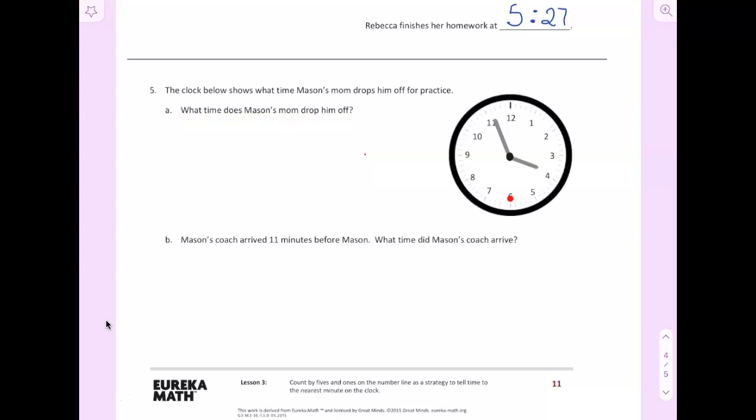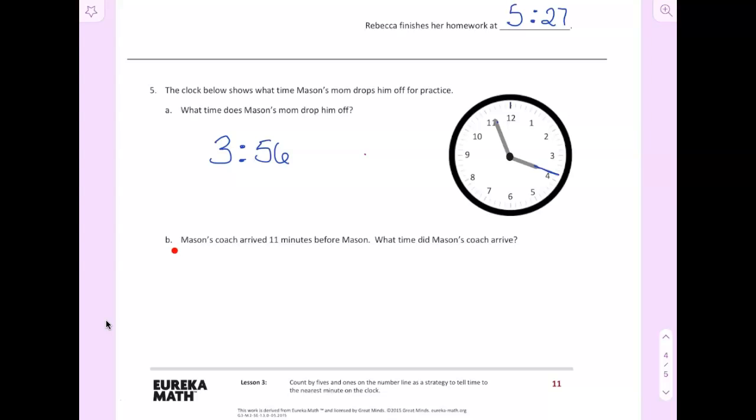Well, we have to count. I'm going to start at 6 because I know that 6 always is the 30-minute mark. So I'm going to start there. 35, 40, 45, 50, 55, and he's 1 minute after 55. So the minutes that he gets dropped off is 56. Now the hour hand, if I follow it out, isn't quite at the 4, is it? And the minute hand is before the next hour, so he gets dropped off at 3:56.